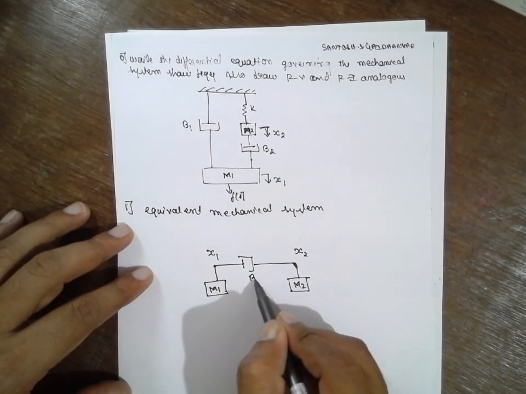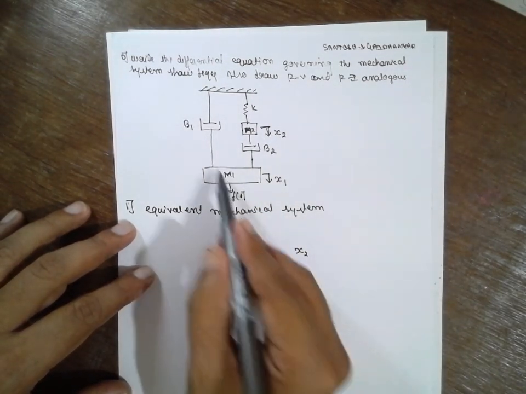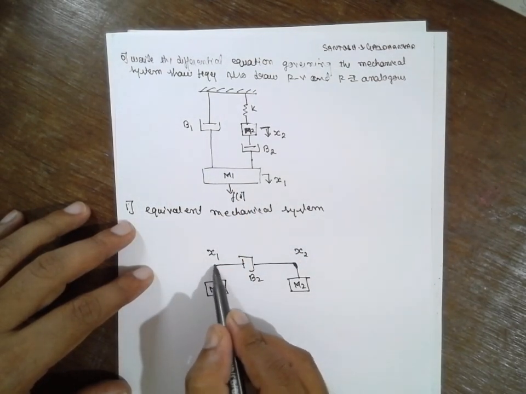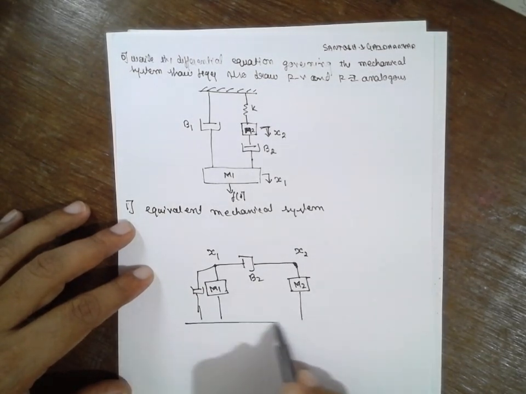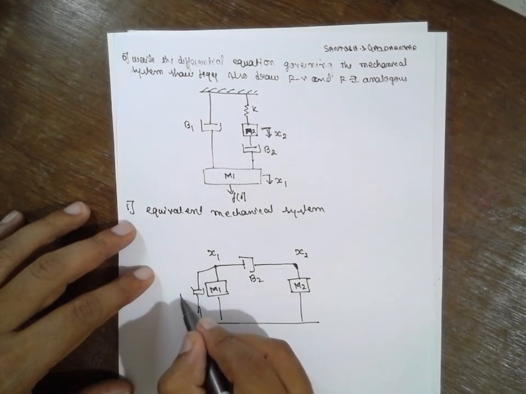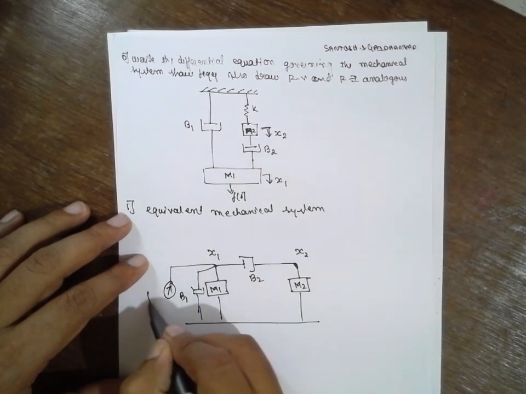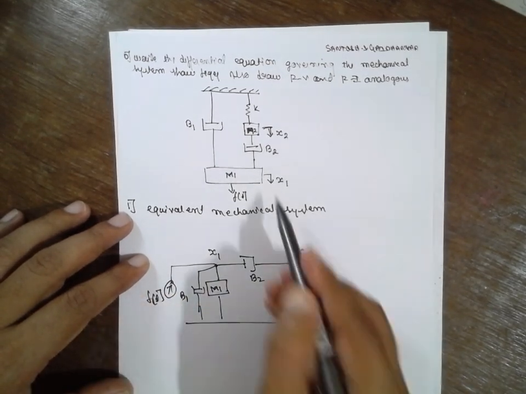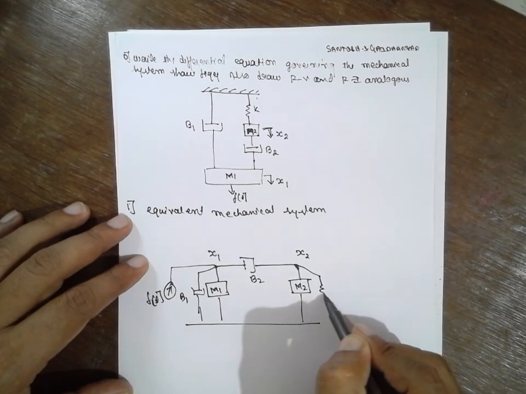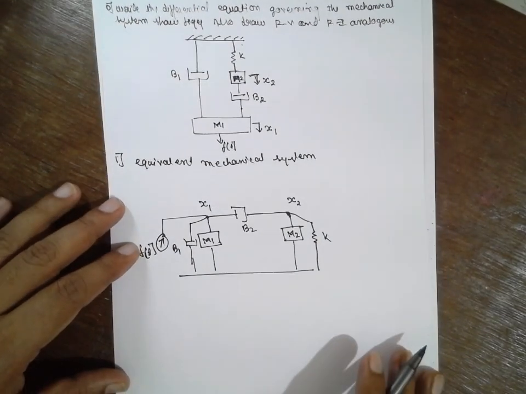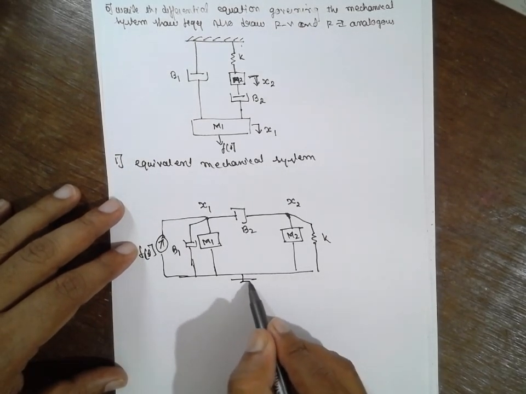This is B2. And at node M1, there is a dashpot connected here. Dashpot is connected here. There is B1. F of t is connected here. Next, from this direction, this spring is connected. There is K. This K. This completes the mechanical system.